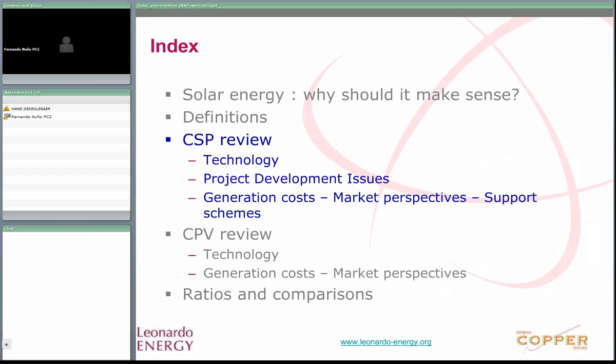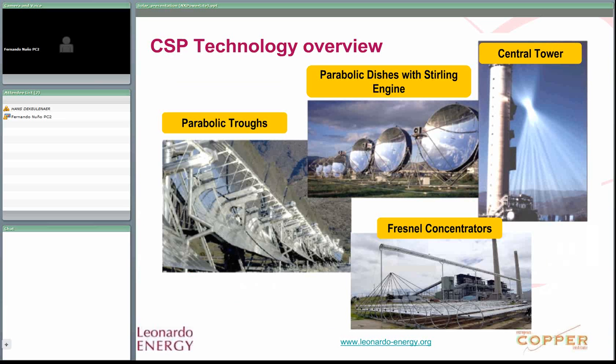Now we are going to focus on CSP technology. We will see project development issues, and then generation costs, market perspectives, and support schemes. So, a CSP technology overview. We have first of all parabolic troughs.